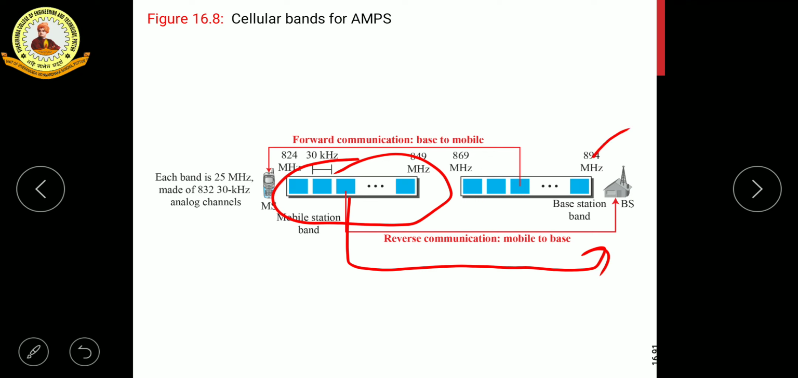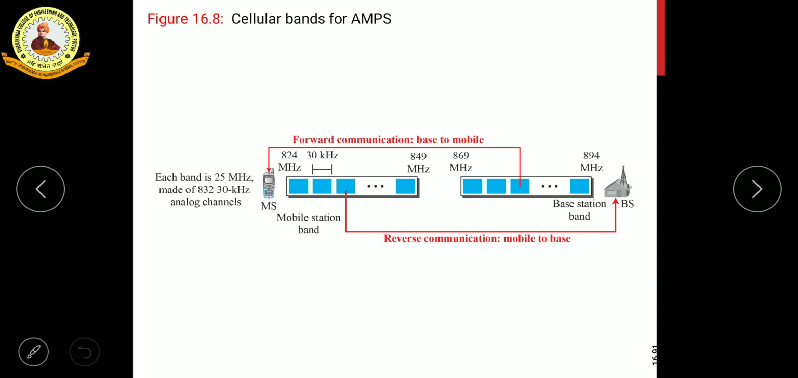It is called forward communication. That will be from base station to mobile switching center. Sorry, not mobile switching center, mobile station. Okay, so you can get to know here, after every channel, there is a guard band of 30 kilohertz. What do you mean by guard band? We have discussed it in FDM. Guard bands give us the advantage of avoiding interference between the frequencies of two channels.